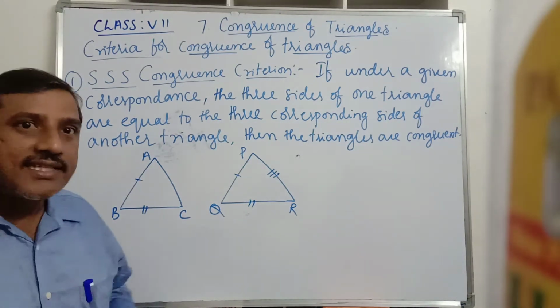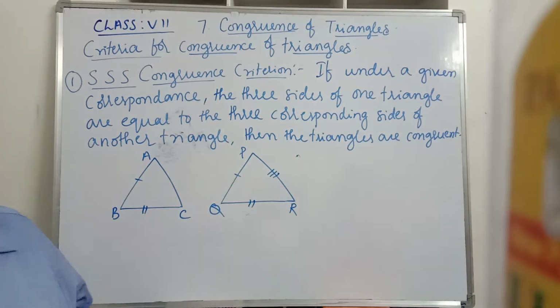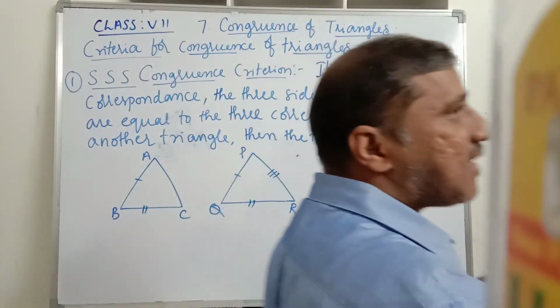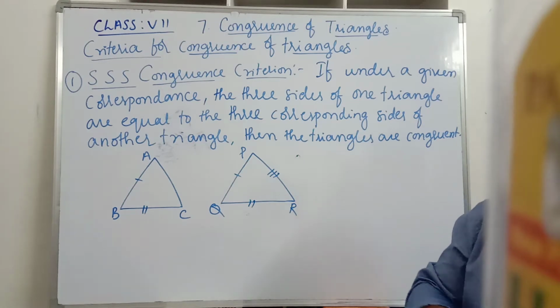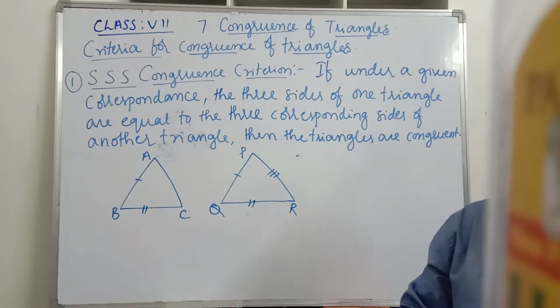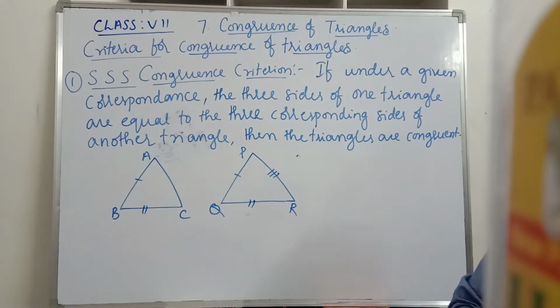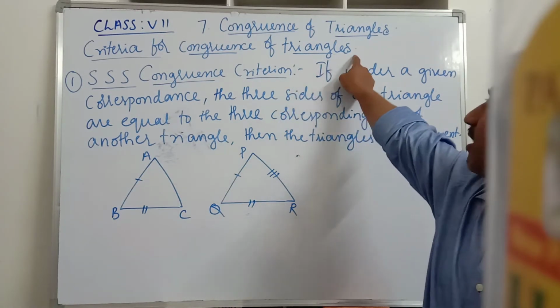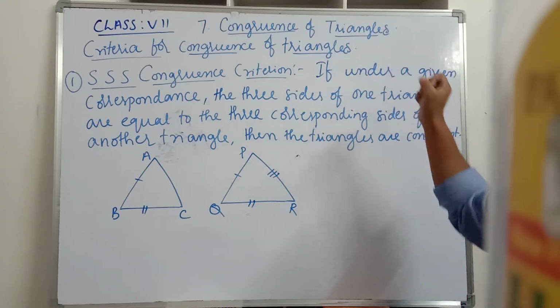So we were discussing the 7th chapter, congruence of triangles. In the last class we discussed what is congruency, what are congruent objects, what are congruent line segments and what are congruent angles. Finally we studied congruent triangles. Now we are going to study in this class criteria for congruence of triangles.